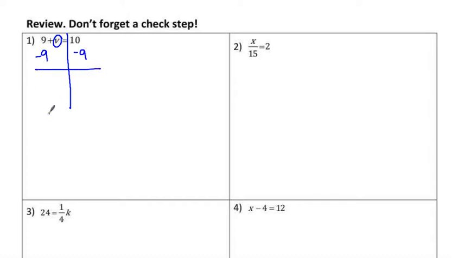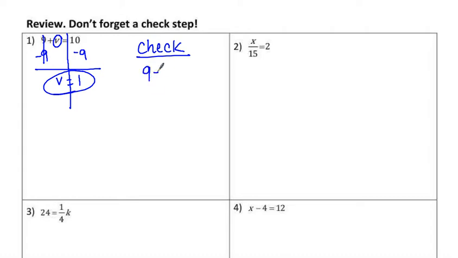Draw my line so I can do some math. 9 minus 9 will give me 0, so I'm just left with v. And 10 minus 9 is going to give you 1. So I'm left with v equals 1. Don't forget you always need to do your check step because you should never get anything wrong in this unit.